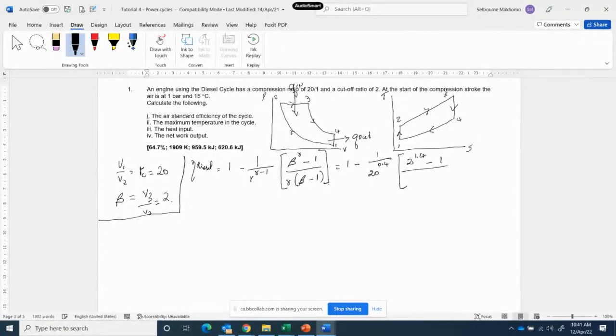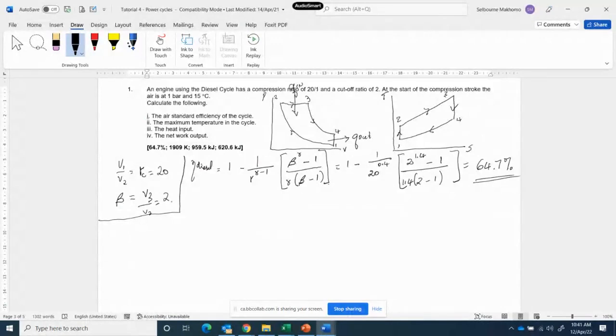1.4 minus 1 divided by 1.4 bracket 2 minus 1 bracket, and the answer is 64.7%. So there is no actual diesel cycle that can give you an efficiency of 64.7%. So this is an ideal or a theoretical cycle.